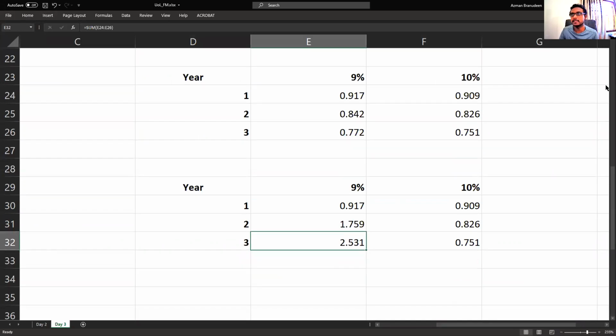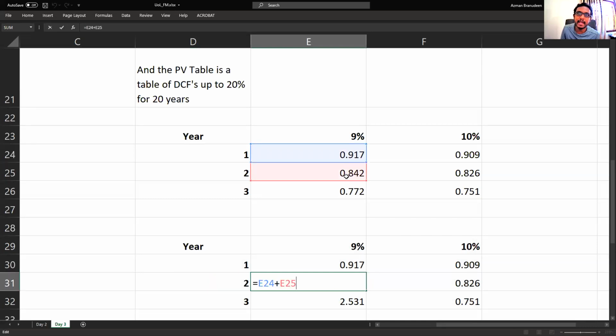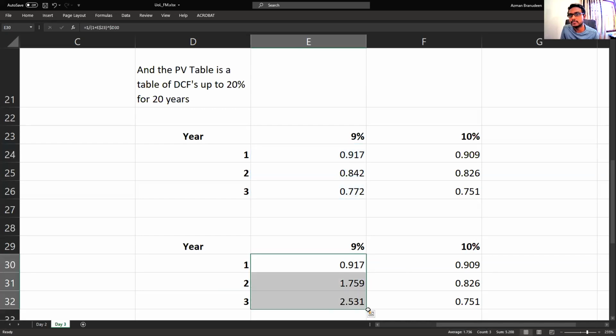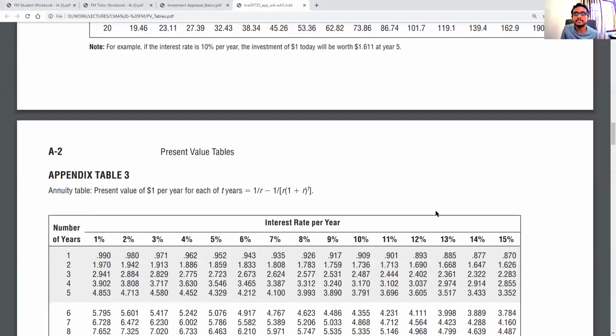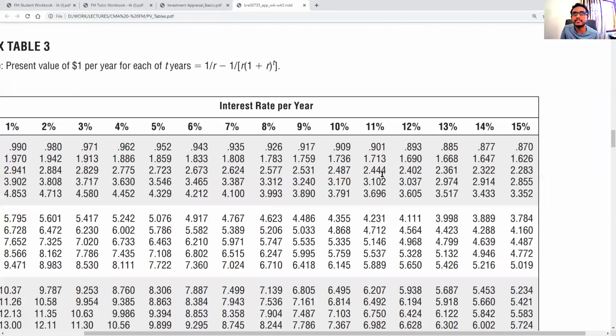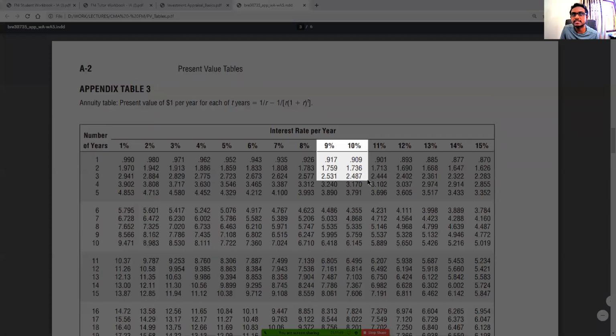Okay, so as you can see, I keep adding the discounting factors for the cumulative value. So by year 2, the total discounting factor effect is 0.917 and 0.842. Year 3, 0.917, 0.842 and 0.772, 2.531. So if we check it for 10%, right, 0.909, 1.736 and 2.487. Let's see if it's the case in the cumulative present value table, 9% and 10%, first 3 years.